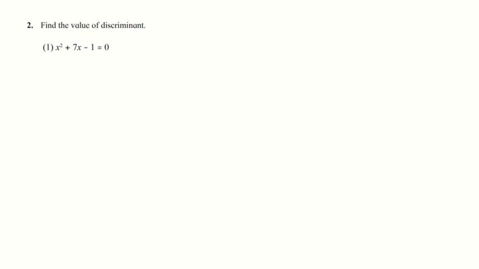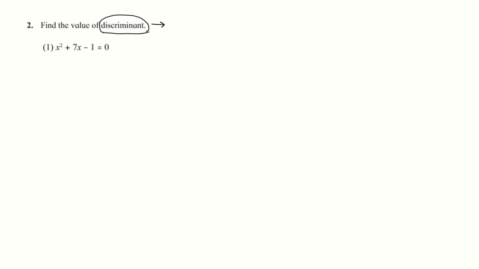Now let's move on to question number 2, that is, find the value of discriminant, and we have been given an equation, x square plus 7x minus 1. So let us understand what is discriminant. The question is find the value of discriminant. How will we understand what to do? It is very important that we know what this word means.